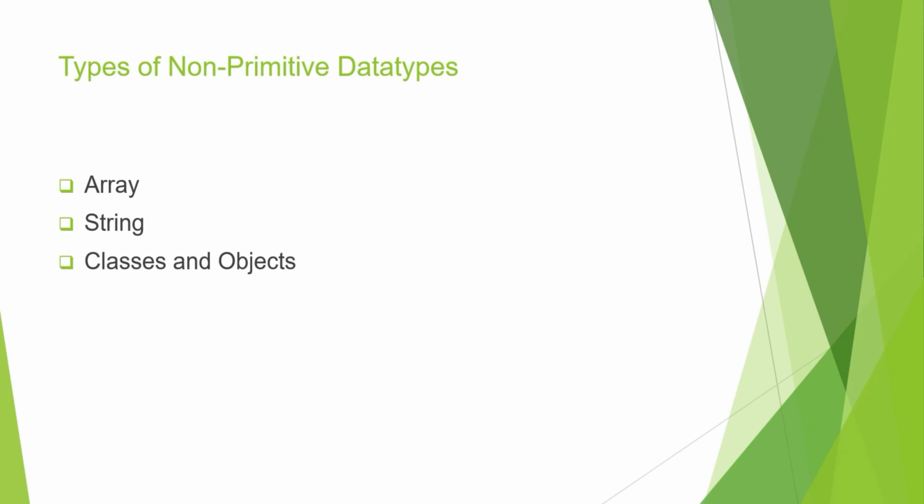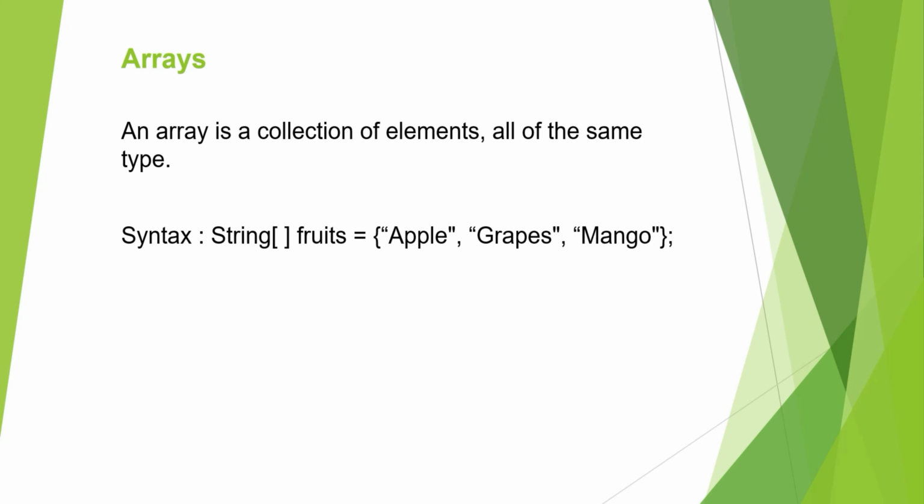Types of non-primitive data type: array, string, classes, and object. We will discuss one by one. So first is array. An array is a collection of elements, all of the same type. Arrays are often declared with square brackets in most of the languages. They allow you to store multiple values of the same type in a single variable. The array size is fixed once it is created and its index starts from 0.